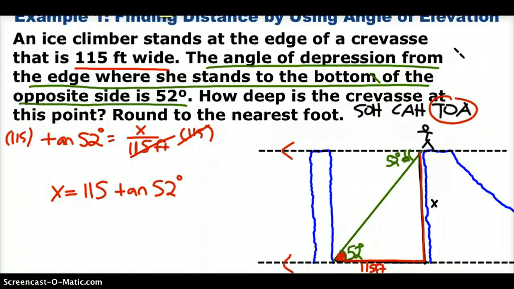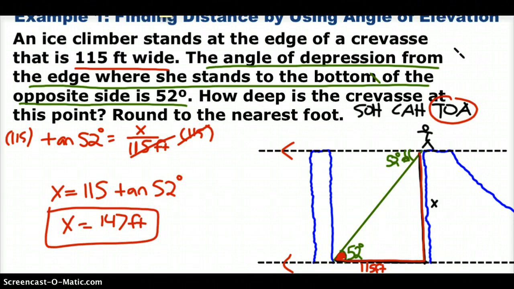So I'll take 115 multiplied by the tangent of 52 degrees, and that gives us 147. It asks for the nearest foot, so again, it's 147 feet. So x equals 147 feet, which is our answer. We can write this out: the crevice is 147 feet deep, and that would be our final answer. I hope this extra example of angles of elevation and angles of depression was helpful for you guys.